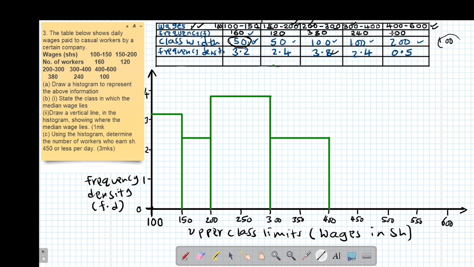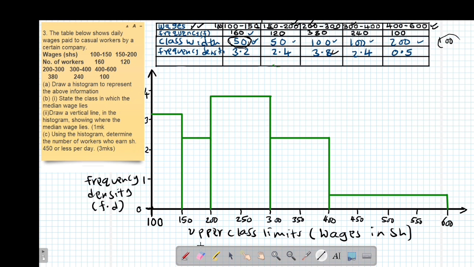Then the last class is running from 400 to 600. The frequency density is 0.5. 400 to 600, the frequency density is 0.5. So 0.5 will be a half of 1. So this one should lie through this point here. They are half of 1. So 2.5 boxes from 600. So from here I have 2.5 boxes, up to this point here. Then I'm going to connect these two here. So that is what we are calling our histogram for this particular case.